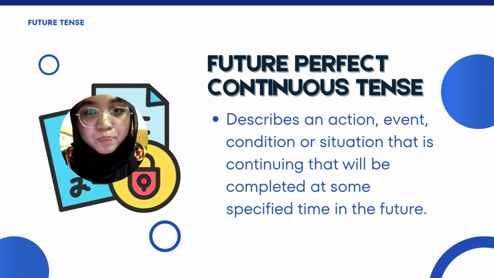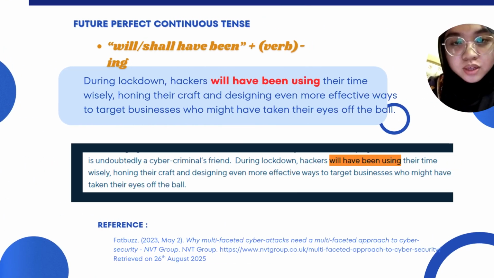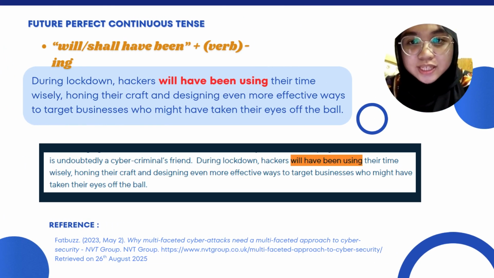Lastly, future perfect continuous tense. So, this tense is used to describe an action, event, condition, or situation that is continuing that will be completed at some specified time in the future. So, the way for us to identify future perfect continuous tense in a sentence is by looking at the words will or shall, have been, followed by a verb with ing. Now, let's take a look at the example.